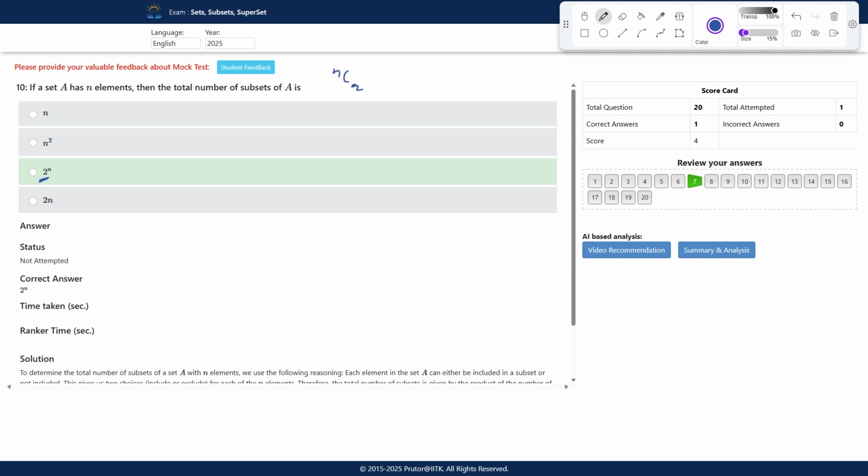So nCr represents selecting r objects from n distinct objects. Clear? Let me take an example. Starting with, say, a set with 3 elements. A set with 3 elements gives you the number of total subsets 2 raised to power 3, meaning 8. Now how are we getting these 8?